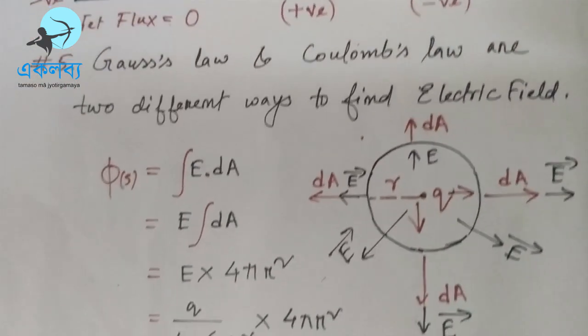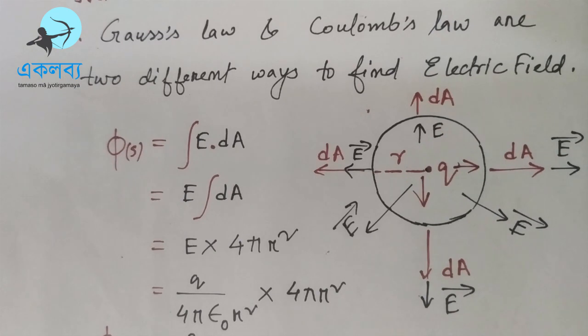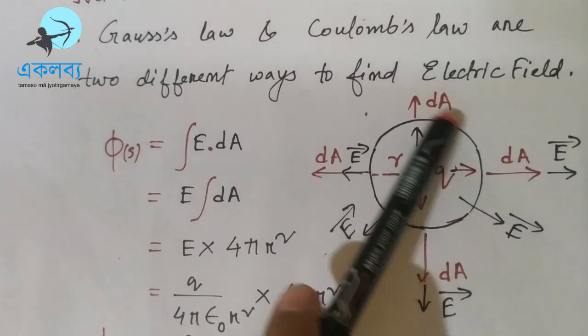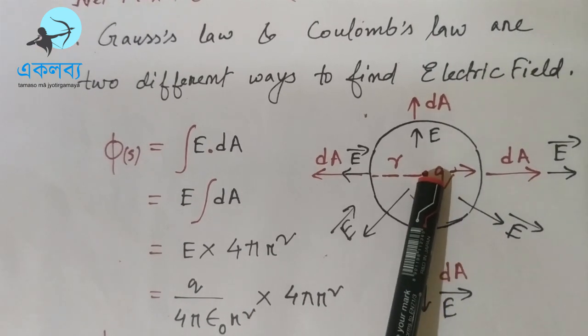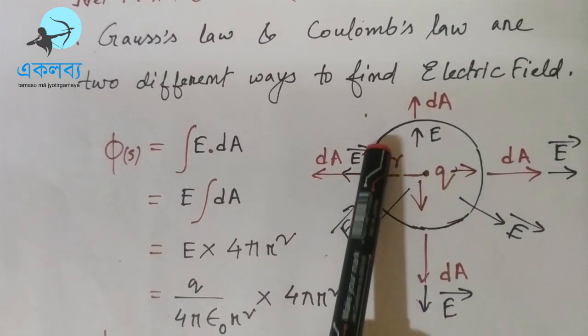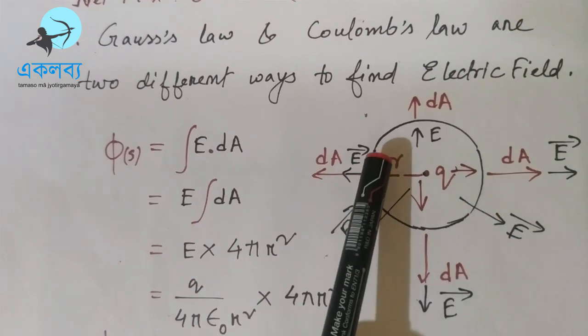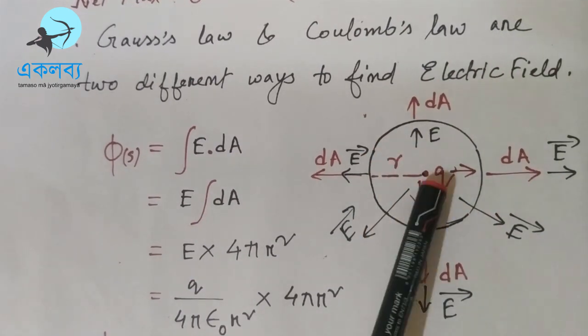Now coming to the derivation of Gauss's law, which uses electric flux through a closed surface. I have been talking about a closed surface. Here the closed surface is the spherical surface. We have selected the spherical surface as the Gaussian surface, and we have placed the charge q inside the surface at the center, and each and every point on the surface will be at a distance of r from the charge q.